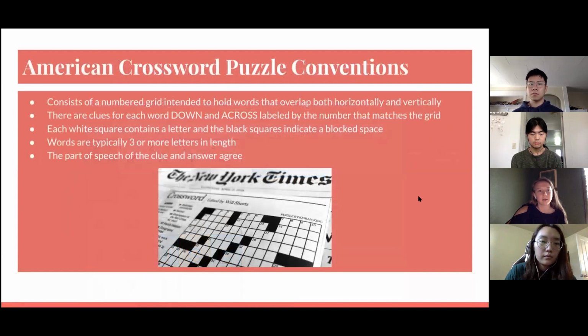We wanted to talk a little bit about some conventions of the American crossword puzzle, just in case people aren't fully aware of what that consists of. First of all, it's a numbered grid that's intended to hold words that overlap horizontally and vertically. There are clues for each word down and across labeled by the number that matches the grid. Each white square will contain a letter that you'll input, and the black squares are intended to block space, maybe at the start or end of a word. The words are generally 3 or more letters in length, and the part of speech of the clue and answer are intended to agree.